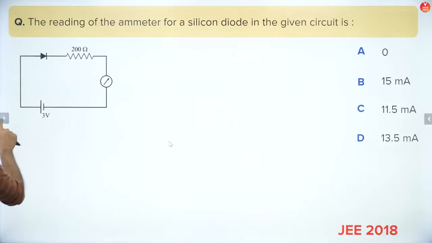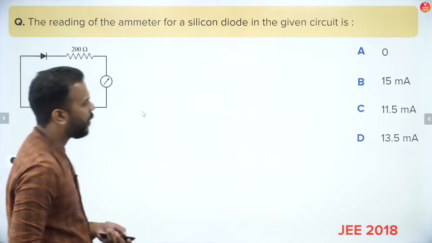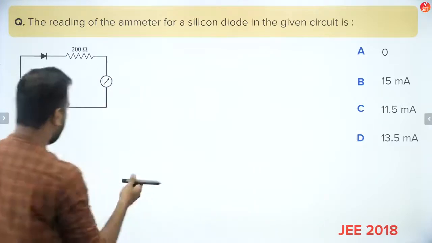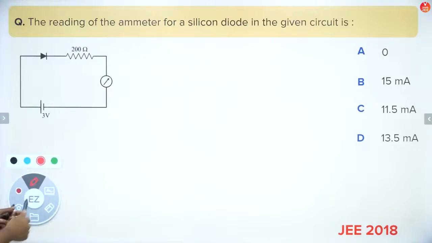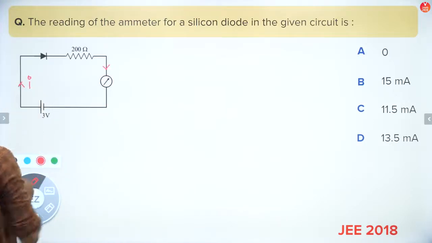Now this one is also a very simple one. I hope that you guys will be able to try this by yourself and solve it. Well, what does the question say? That the reading of the ammeter for a silicon diode in the given circuit will be how much? So we have to find out the reading of this ammeter. That means how much current do you think is flowing in the circuit?